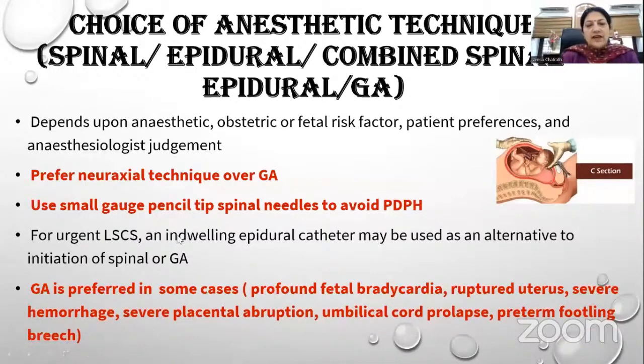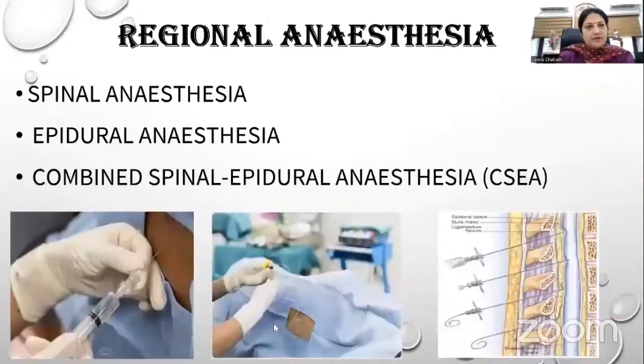For urgent cesarean delivery, an indwelling epidural catheter, which has been put previously for labor analgesia, may be used as an alternative to initiation of spinal or general anesthesia. GA is preferred in some cases, like when there is profound fetal bradycardia, ruptured uterus, severe hemorrhage or severe placental abruption, umbilical cord prolapse, and preterm footling breech presentation.